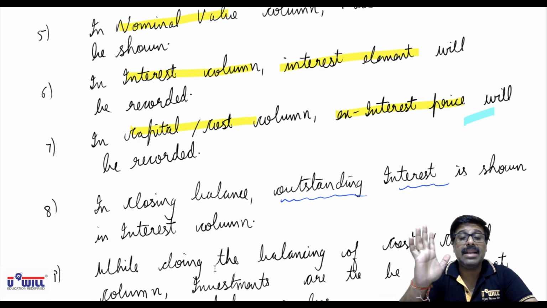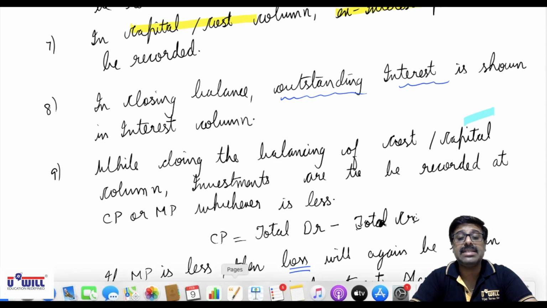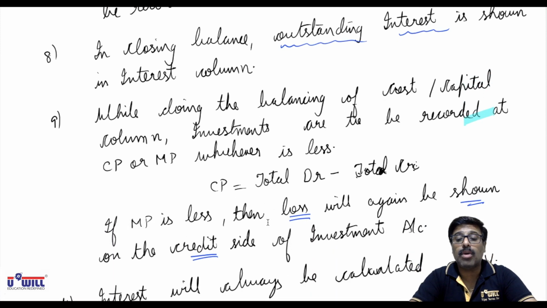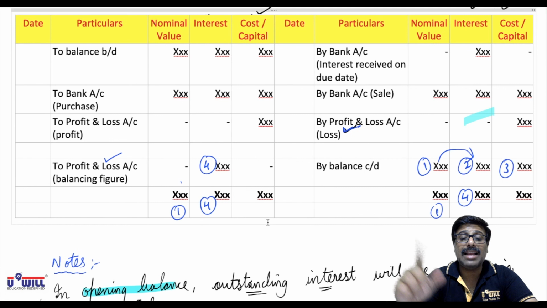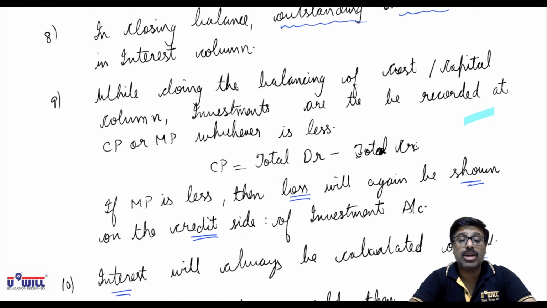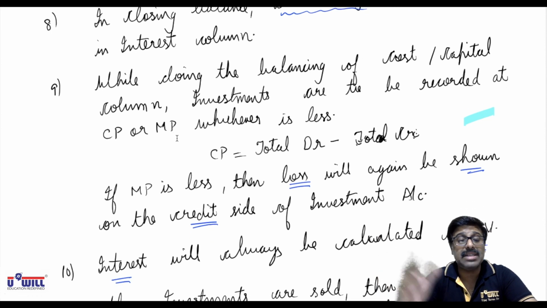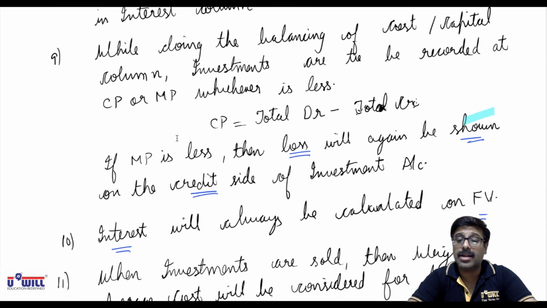When we come to closing balance, again outstanding interest will be shown in interest column. Now while doing the balancing, we discuss the steps. First step, you'll do the balancing of nominal value column. Second step, you'll count interest in closing balance, which will be again calculated on nominal value as outstanding interest. Third step, when you do the balancing in cost or capital column, investments are to be recorded at cost price or market price, whichever is less. Now cost price is simply total of debit side minus total of credit side. So if cost price is less, no problem at all, recorded as it is. But if market price is less, then loss will again be shown on the credit side of investment account.